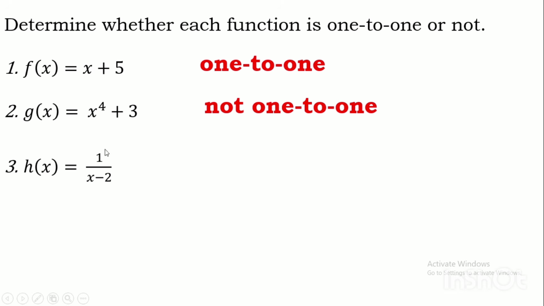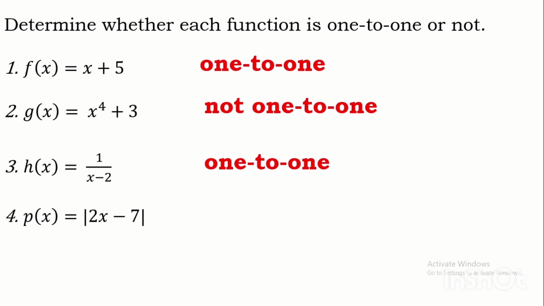H of x is equal to 1 over x minus 2. Rational siya, pero yung degree niya dito is 1. That is also a 1 to 1. P of x is equal to the absolute value of 2x minus 7. Alam nyo yung graph ng absolute value is parang V. So that is not 1 to 1. Okay? Automatic class, kapag absolute value, that is not 1 to 1.